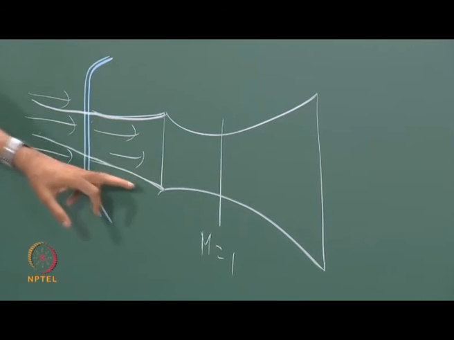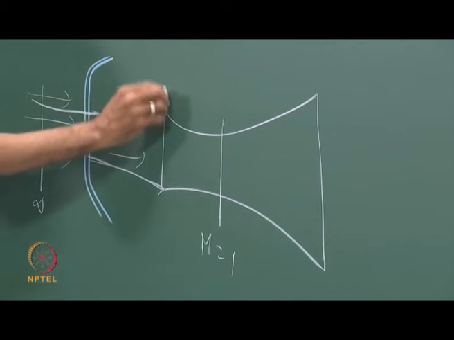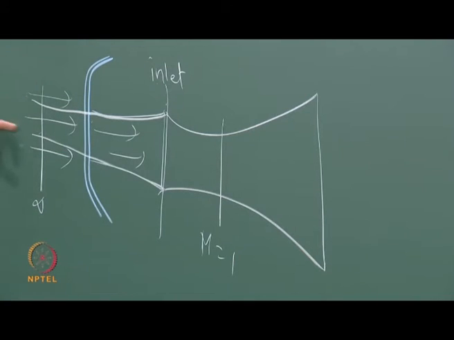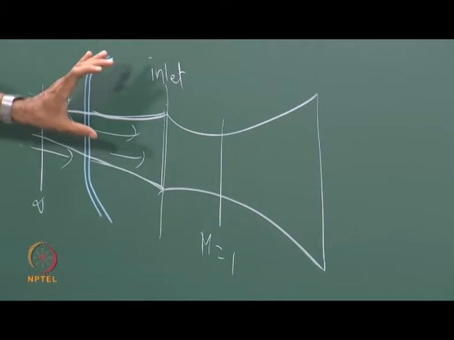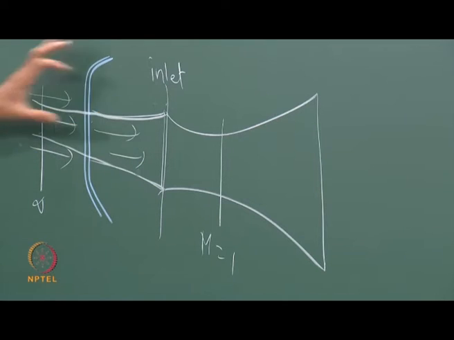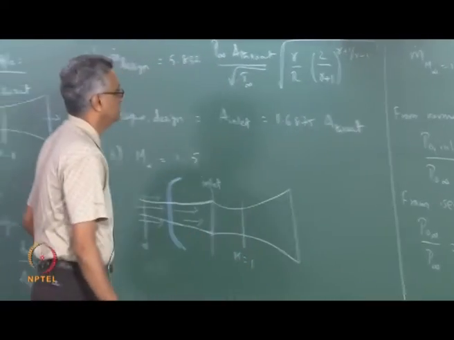But if I consider the stream tube and take a section here, which let us call section infinity, and this is the inlet, I can equate the mass flow rate between these two sections, because it is a stream tube. The same amount of mass passes through the stream tube here and the stream tube here. So, by equating the mass flow rate, I can calculate the capture area, and that is what I am going to do next. Okay. So, let us see how we do that.